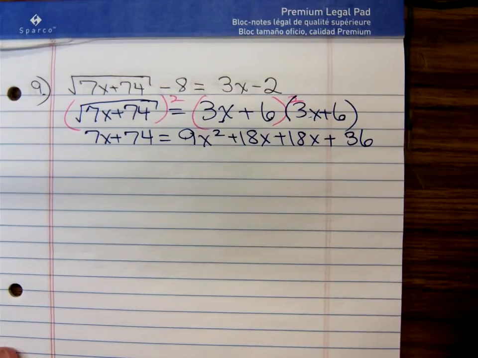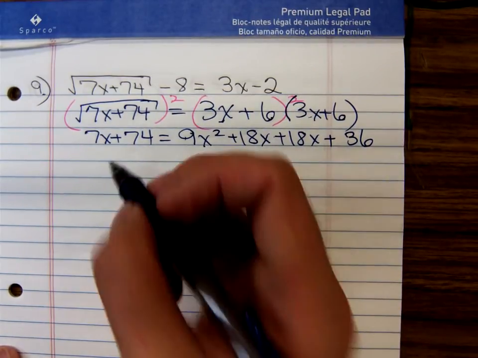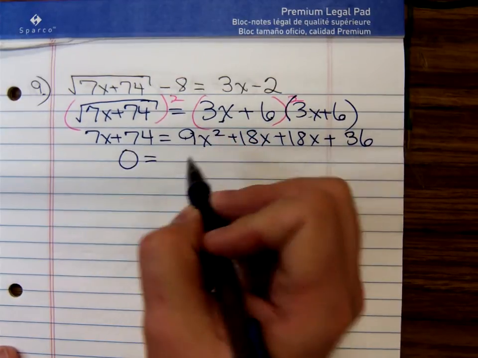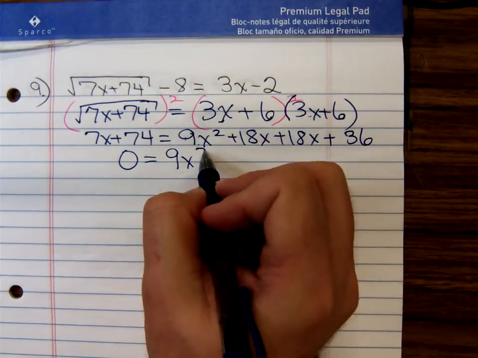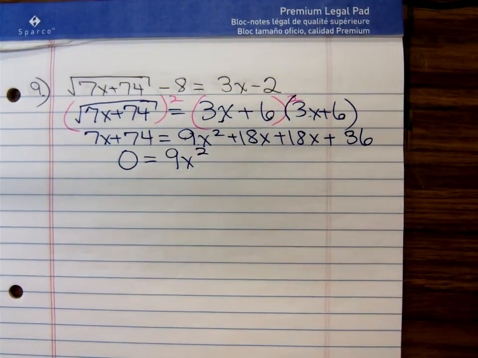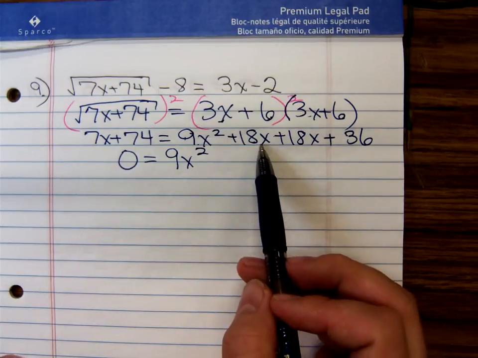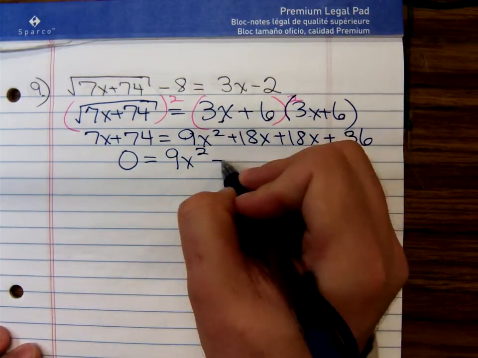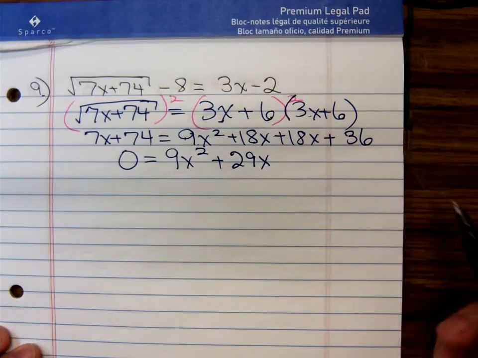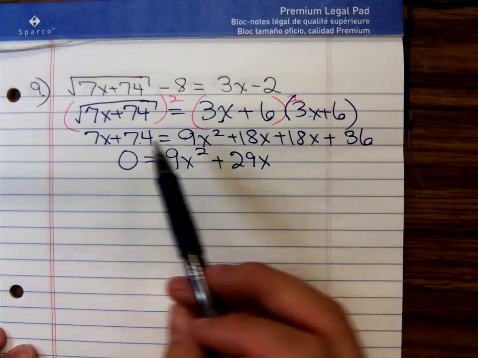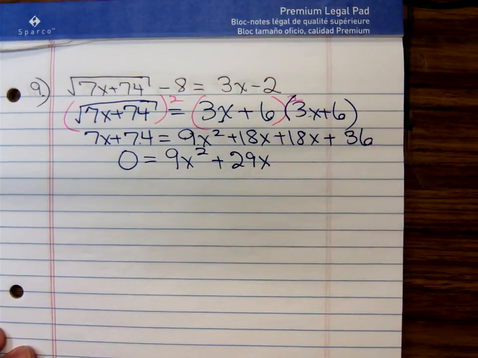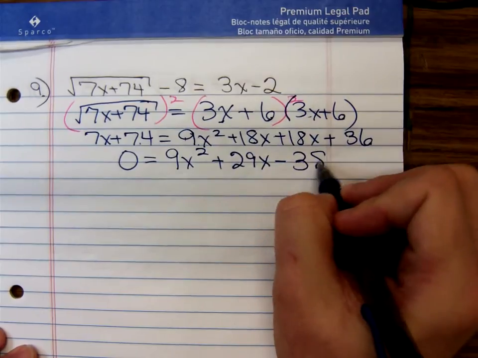And it's quadratic, so I'm going to get a 0. I'll get the 0 on the left side. I want that 9x squared to stay positive, so that's a positive 9x squared. 18x plus 18x is 36x. We're going to subtract the 7x, 36x minus 7x, that gives me a positive 29x. We have a 36 minus a 74, that gives me a minus 38 as my constant.